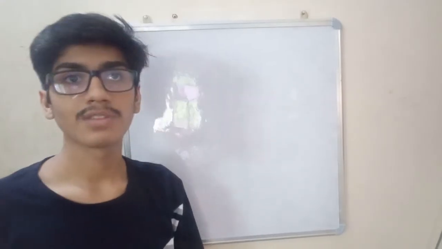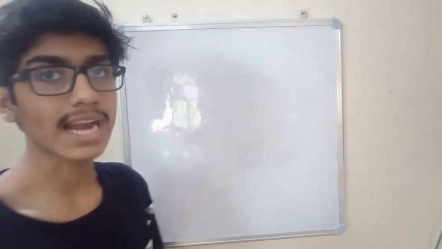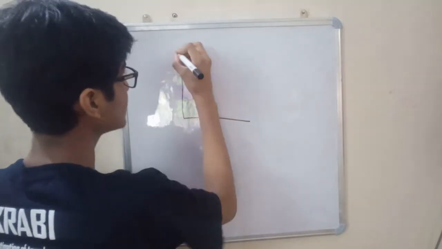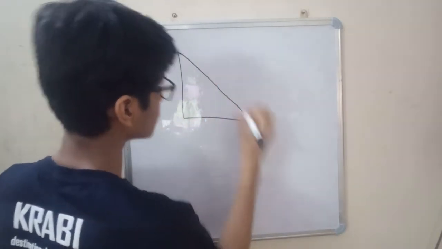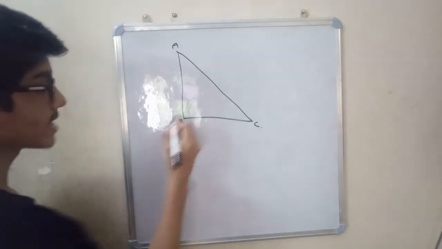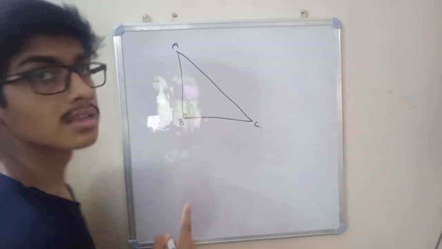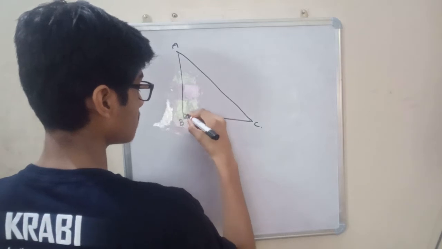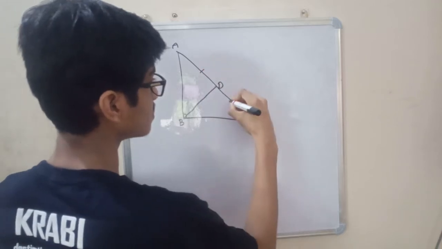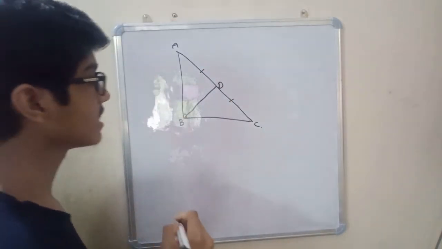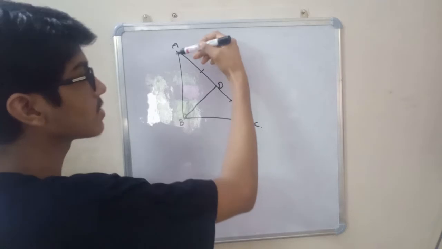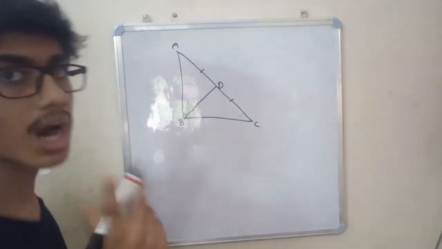So guys, let me now solve the question for you. The question reads that in a right angle triangle ABC, right angled at B, there is a line, namely BD, where D is the midpoint of AC. Now we have to prove that BD is equal to half AC. That means BD is equal to AD or DC. So how are we going to do it?